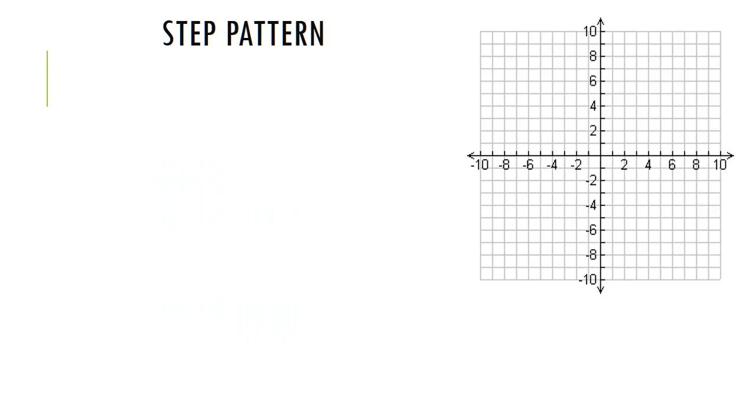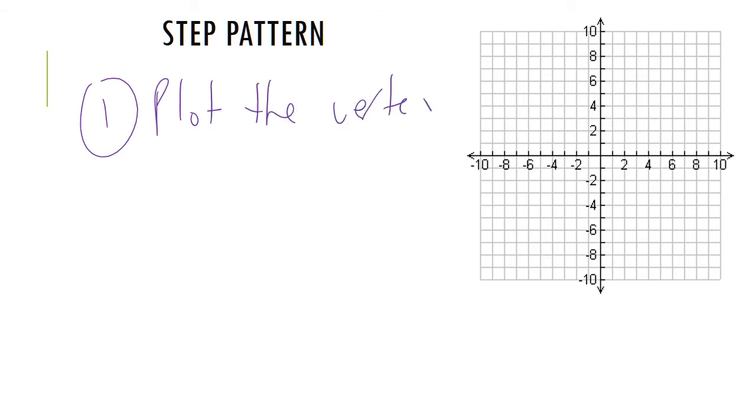So that brings us to the step pattern. The step pattern consists of 2 steps. The first step is always going to be plot the vertex, which we just learned. We can just read it right out of the equation. It's h and k, and h is always opposite. Step number 2, and I'm going to show you something to get step number 2.